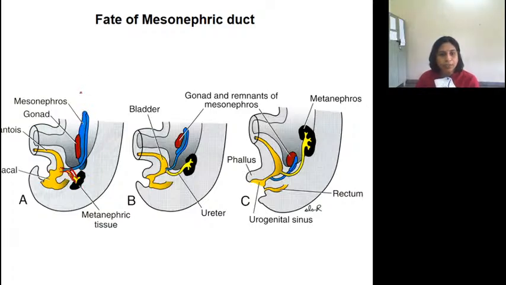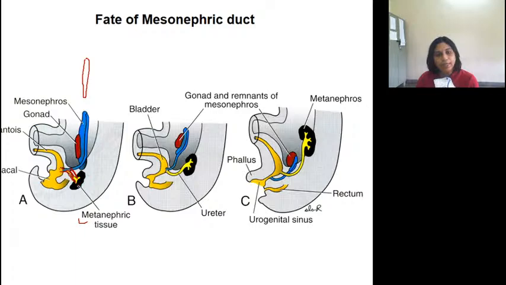So I told you in the same line. Here you see the pronephros in the cervical region, then in the thoracic and the lumbar region you see the mesonephric tissue, and then in the pelvic region, so lower lumbar and the sacral region, you see this intermediate mesoderm differentiated into the metanephric blastema. So this metanephric blastema is the intermediate mesoderm.